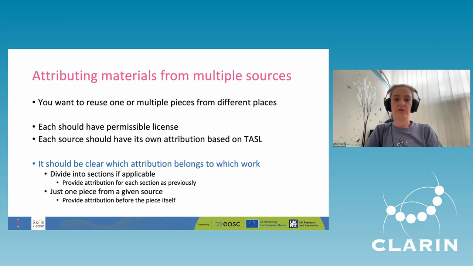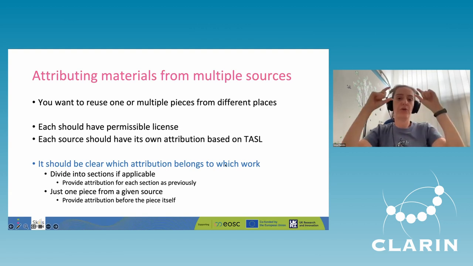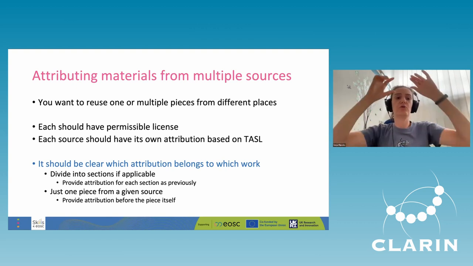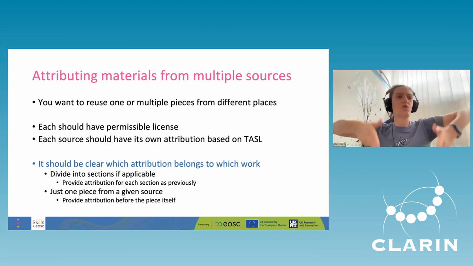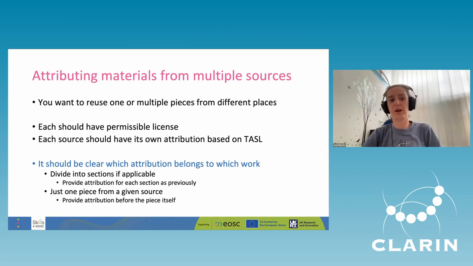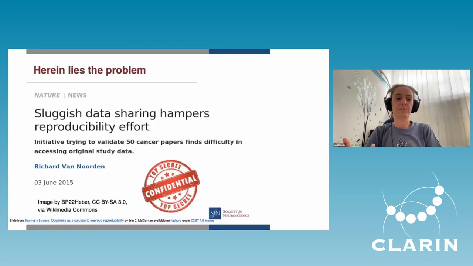If you want to attribute materials from multiple sources, the best practice is to be clear which attribution belongs to which work. So before every source that you're reusing, you put the attribution. This part is from there, that part is from there, and that third part is from there. Don't put one attribution where you say this whole part contains parts from here, here, here, here. It's not clear which part is from where. It should be clear which part is taken from where. This is the main rule.